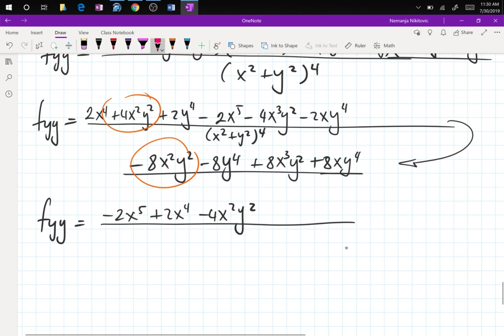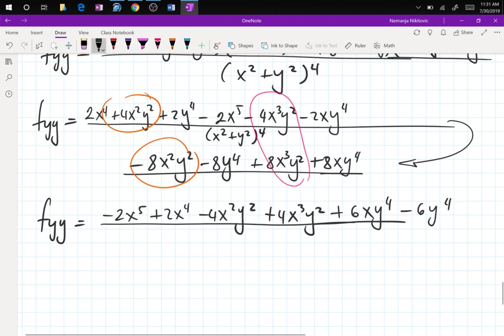A cube and a square. These two. That's plus 4x cubed y squared. Look at the last two: plus 6xy to the fourth and minus 6y to the fourth. Yes. Good.